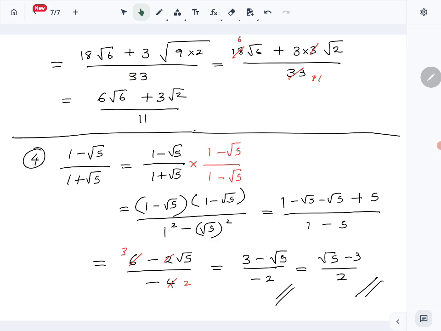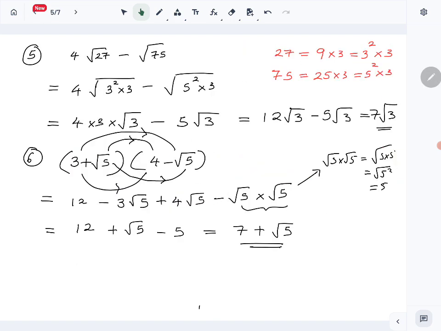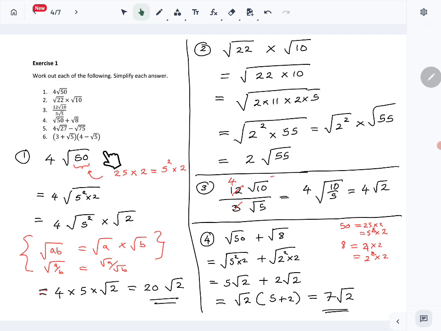Okay. So that is what we are going to cover in the first lesson of algebra. How to rationalize denominators and how to simplify surd expressions, right?